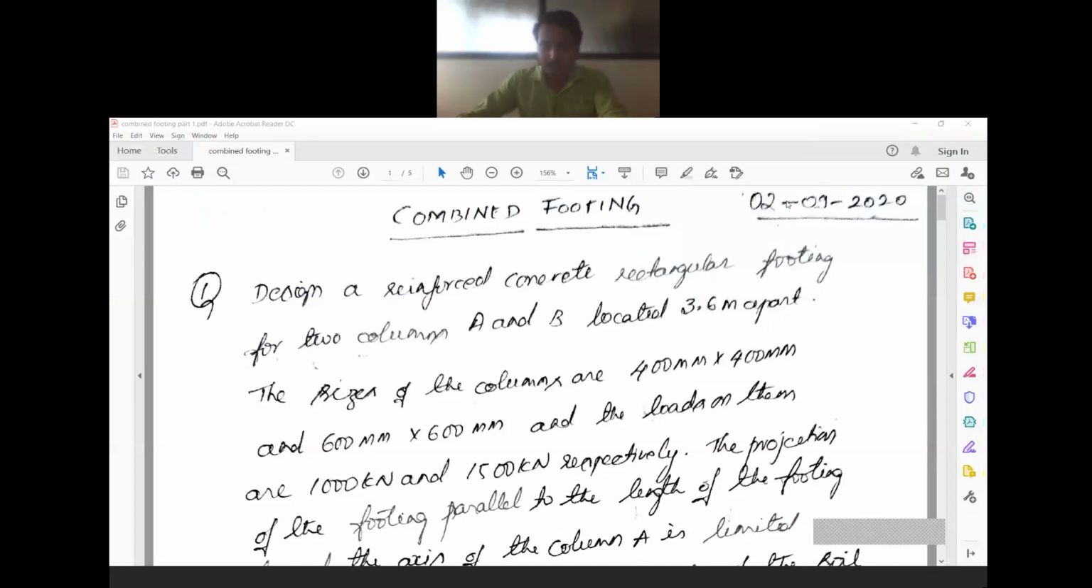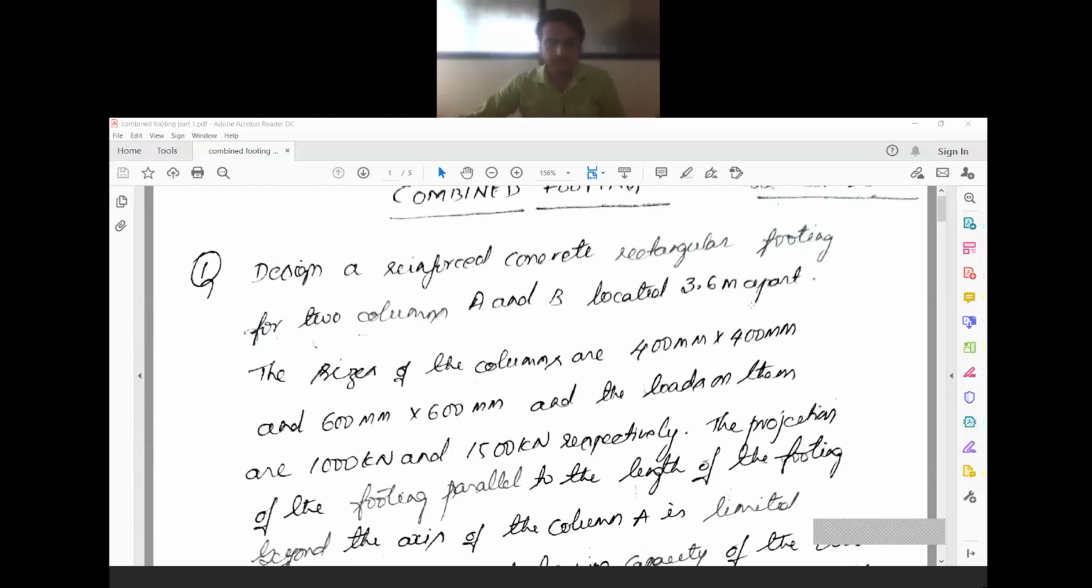So today we'll be solving one problem, which is first module, combined footing. I'll be explaining the design procedure with the help of this problem example.